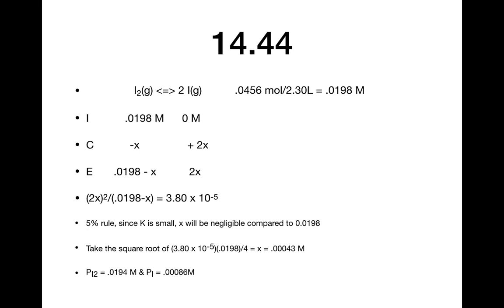So that gives us x equals 0.00043 molar, which means if we plug those back in, and by the way, 0.00043 molar is less than 5% of 0.0198, so our approximation is correct. So the concentration of I2 is 0.0198 minus 0.0004, so that's 0.0194 molar at equilibrium. And the concentration of I atoms is 0.00086 molar.